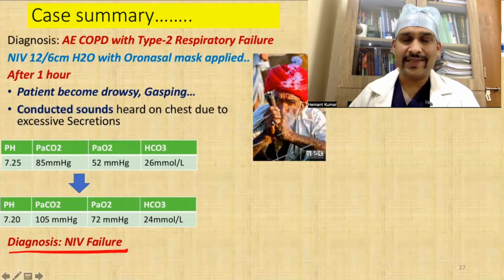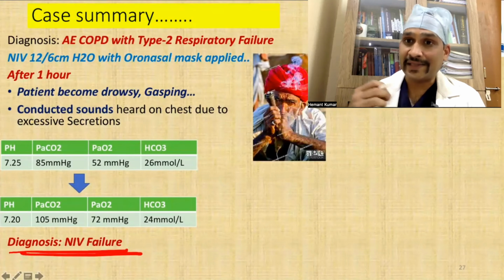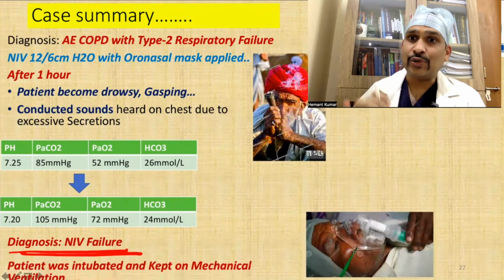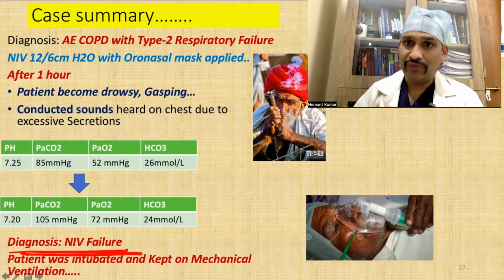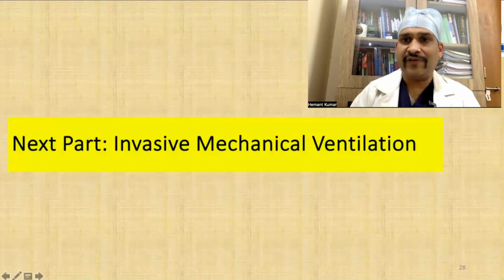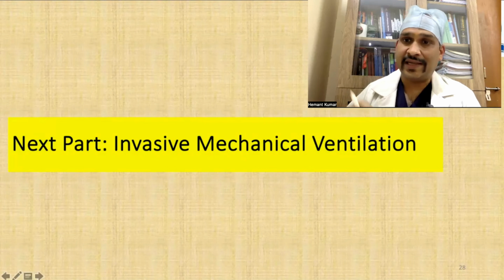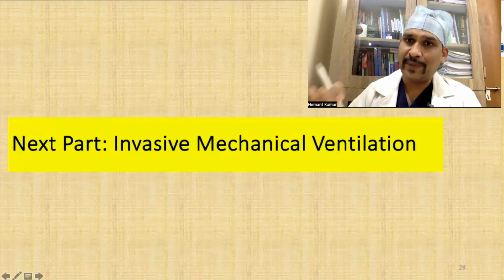So coming to our case, our patient got NIV failure. Then what is the next step? We should intubate the patient and we should apply invasive mechanical ventilation. So we intubated this patient and put him on mechanical ventilation. The details of invasive mechanical ventilation I'll discuss in the next part. So I advise you to see my second part of the video to complete this case scenario.